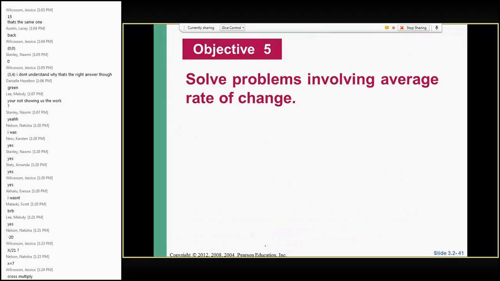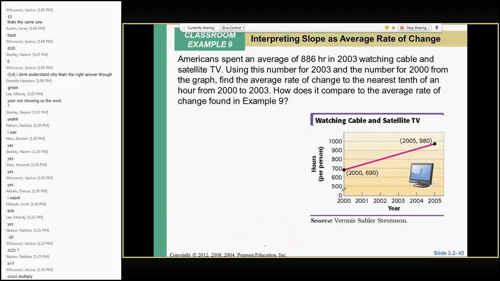Okay, one last thing about average rate of change. They're going to give you some word problems. Okay, it's not that difficult, but I don't want you to get upset about the numbers. They want to know, in 2003, Americans spent 886 hours watching cable. Using the number for 2003 and the number for 2000 from the graph, find the average rate of change to the nearest, and how does it compare?